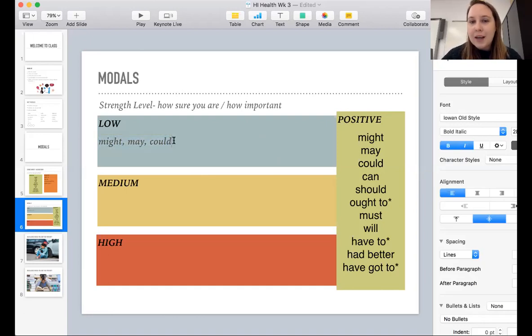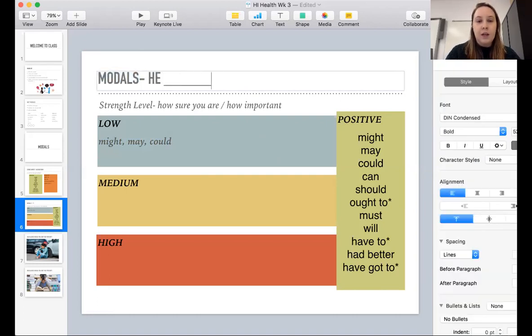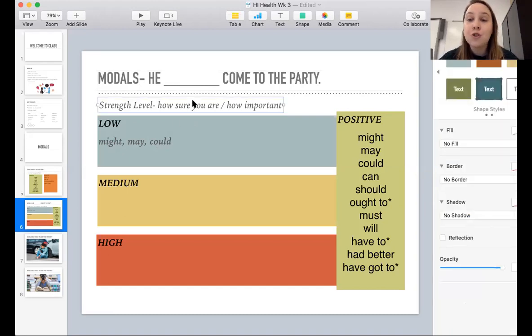So think about it like you're using the sentence, he blank come to the party. So he might come to the party. I don't know if he's going to be there or not. He may come to the party. I don't know if he will be there. He could come to the party. So we are not sure. We are not sure of what's going to happen. And so we would say they are low strength.